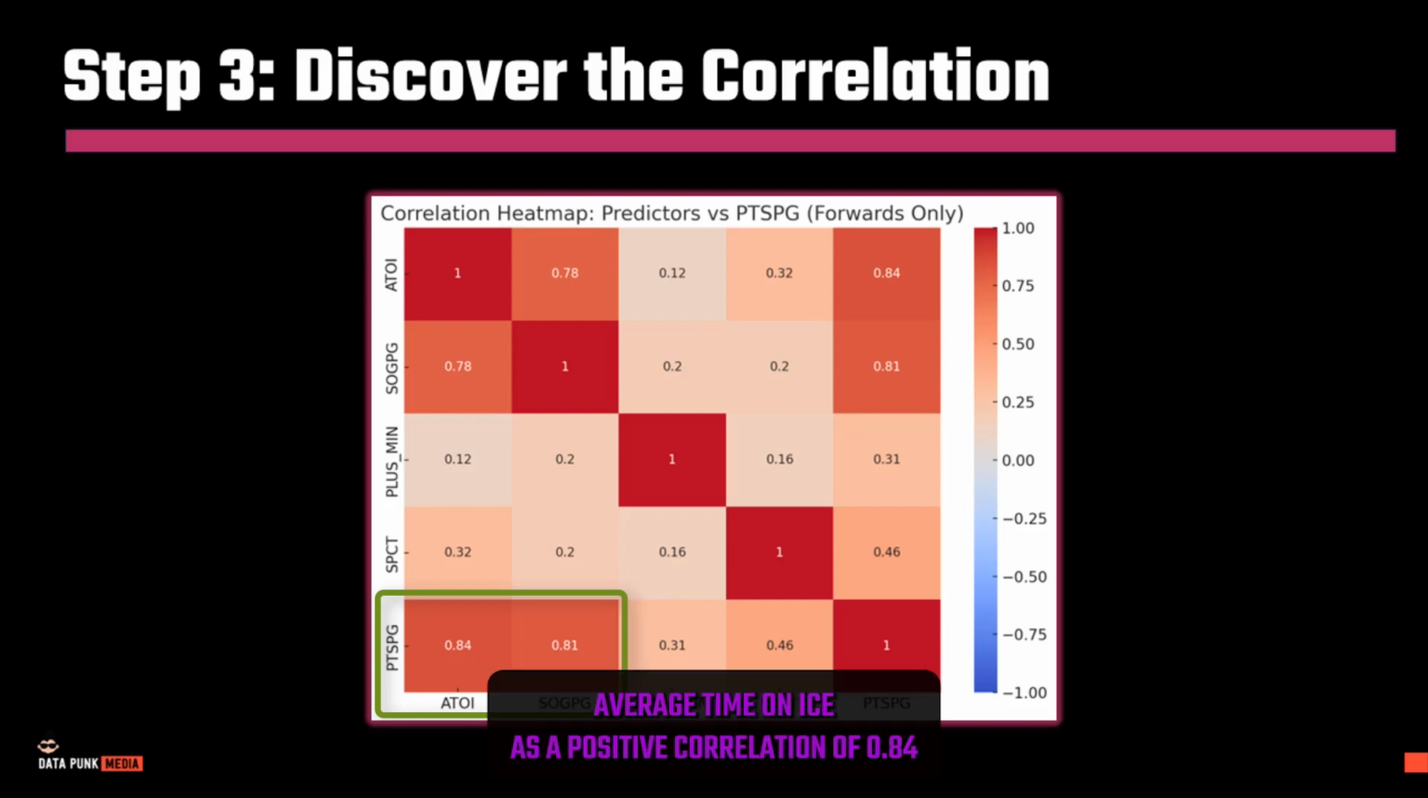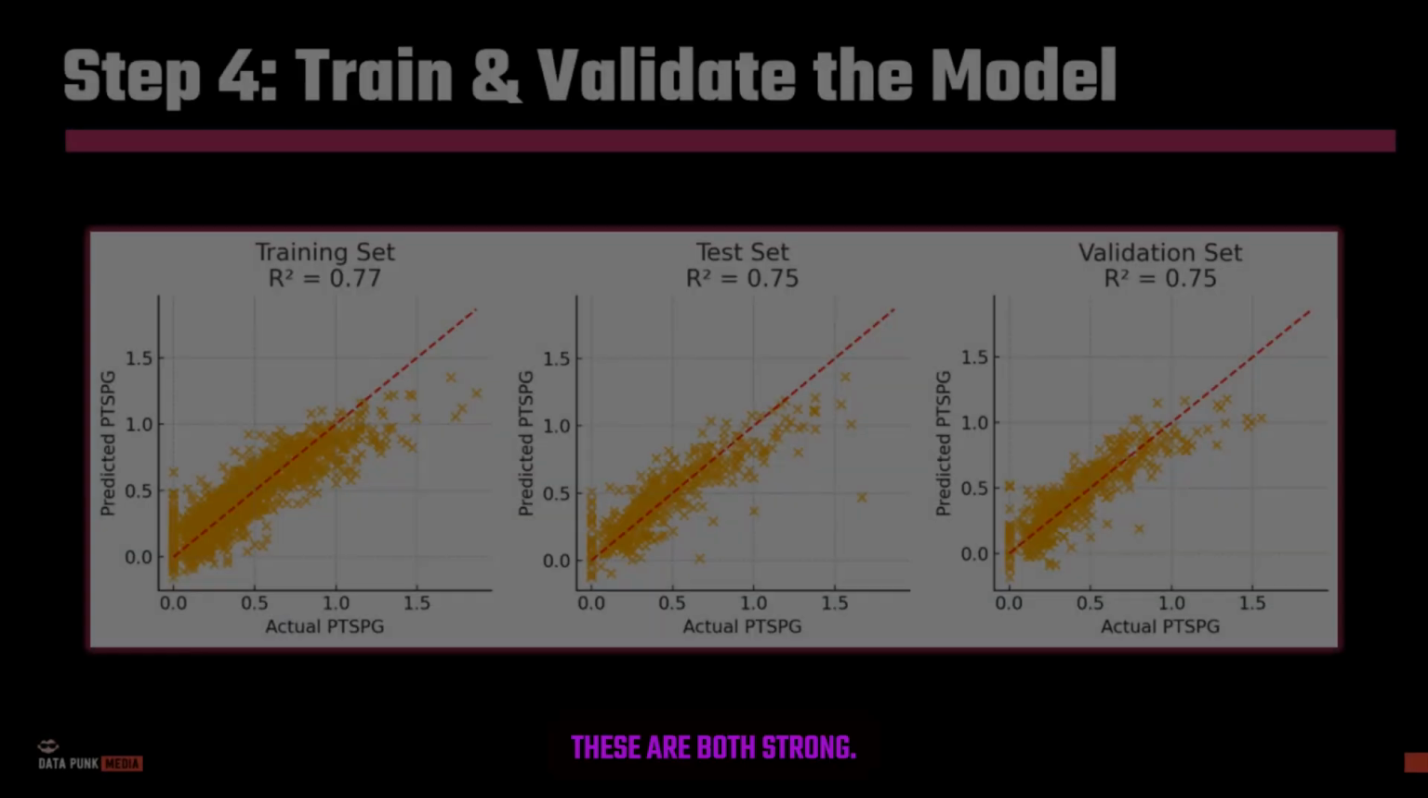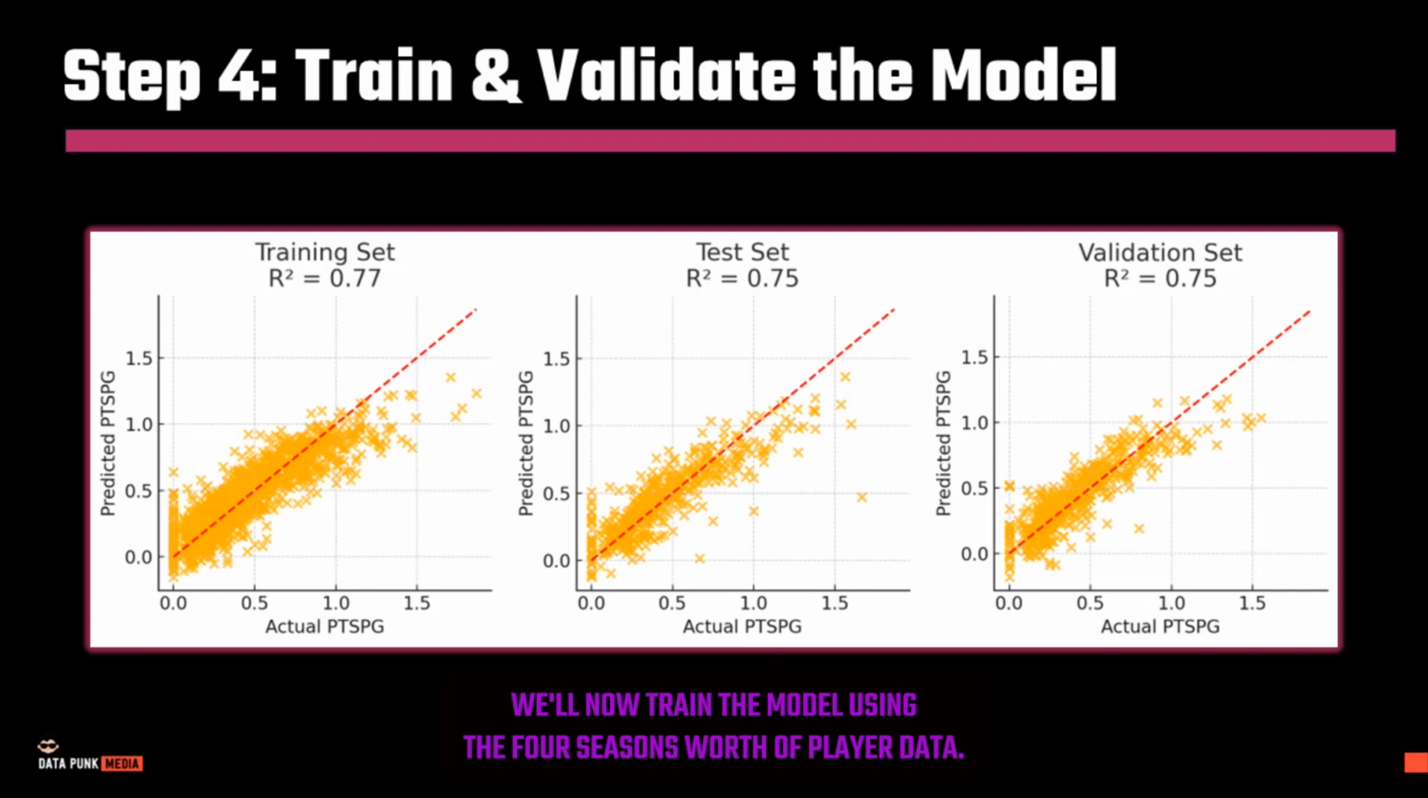Average time on ice has a positive correlation of 0.84. Shots on goal per game has a positive correlation of 0.81. These are both strong. We'll now train the model using the 4 seasons worth of player data. Note that we only want the forwards for this model because we know defensemen tend to score less on their shots and have higher playmaking production.